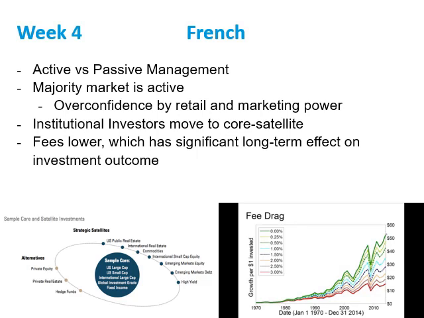Now, why is this so important? First of all, this is a trend among institutional investors. And one of the reasons they do that is to lower fees. And that's something I put down in the bottom right graph, which is just for illustration. But fees are very important in the long run.